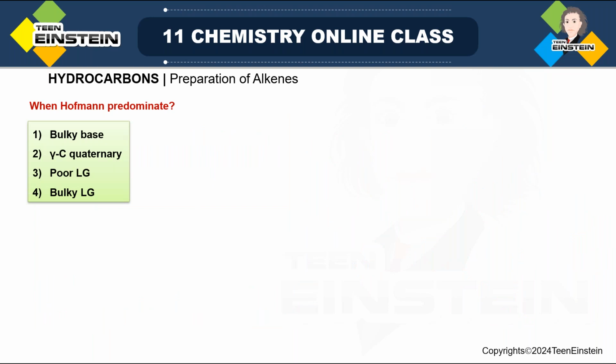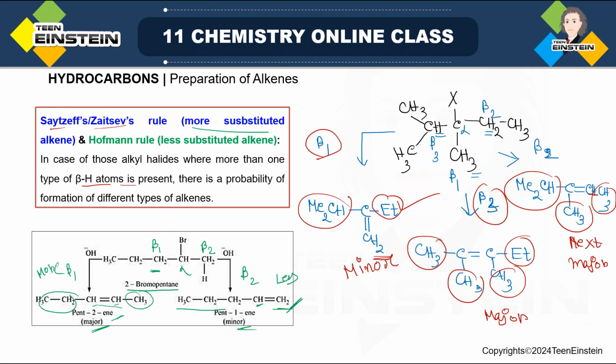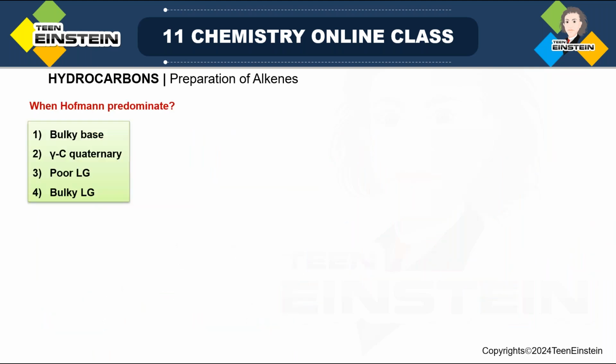So here are the 4 points that you are seeing. The first point is bulky base. So in the previous case, we have not talked about any base. We are just focusing on the substrate. But suppose the base that you are using for removal of HX, if that base is a very bulky base, now what will happen?